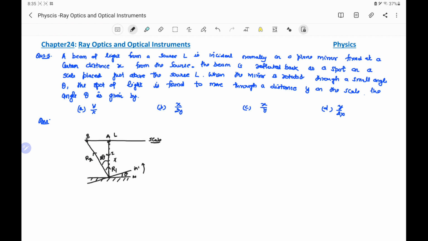When the mirror is rotated through a small angle theta, the spot of the light is found to move through a distance y on the scale. So distance AB is y. Therefore, in triangle OAB, which is a right angle triangle, we can write tan 2 theta equals perpendicular AB divided by base OA. AB is y and OA is x. It is given in the question that the angle is small, so we can approximate tan 2 theta as 2 theta, and it will be equal to y by x. So theta will be equal to y by 2x. Hence, the angle theta is given by y by 2x, which is option D.